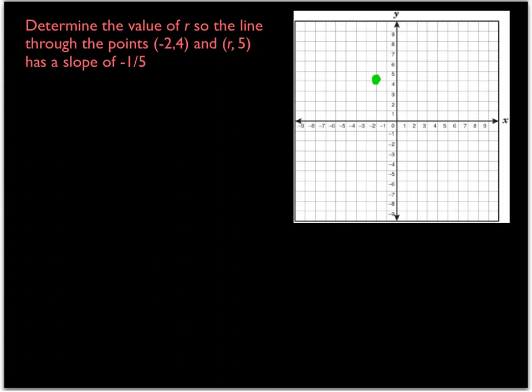And then r, 5. I don't know what r is, but I do know that it's going to be on the y value of 5. So I'm just going to draw a dashed line here, like that. And I know it has a slope of negative 1/5. A slope of negative 1/5 again is going to slope down like this. I'm trying to figure out what that x value would be. And there's a nice visual way of doing that.